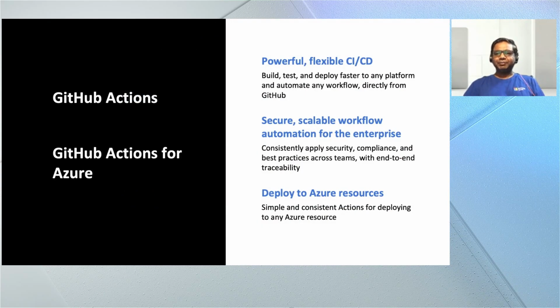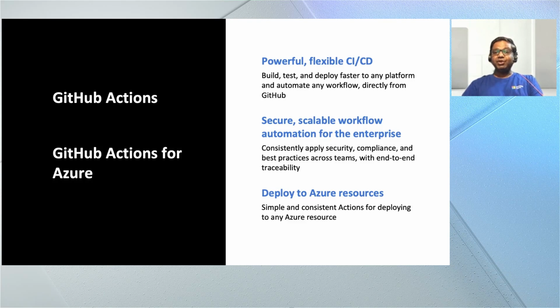What are GitHub Actions? GitHub Actions are native to GitHub. You can get CI/CD built in right in GitHub. You can use it to build, test, or deploy any application to any platform. You can automate any workflows, achieve end-to-end traceability. You can trigger workflows on any event and customize your workflows for your enterprise compliance requirements.